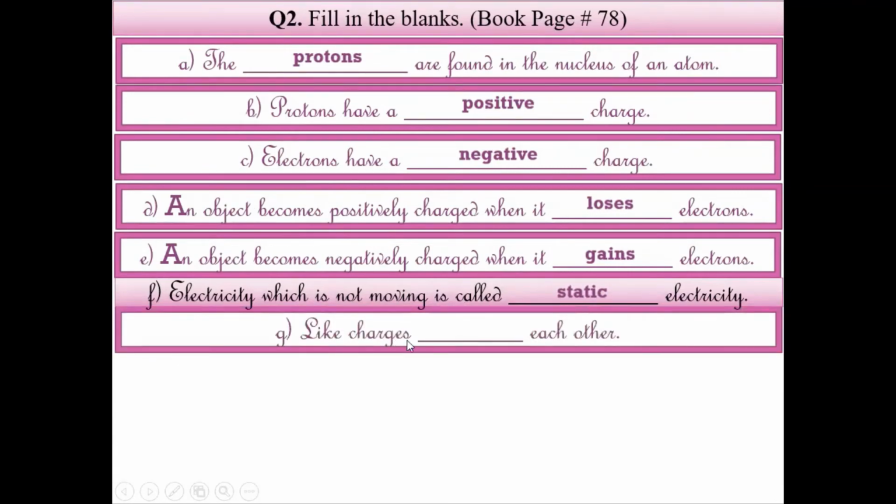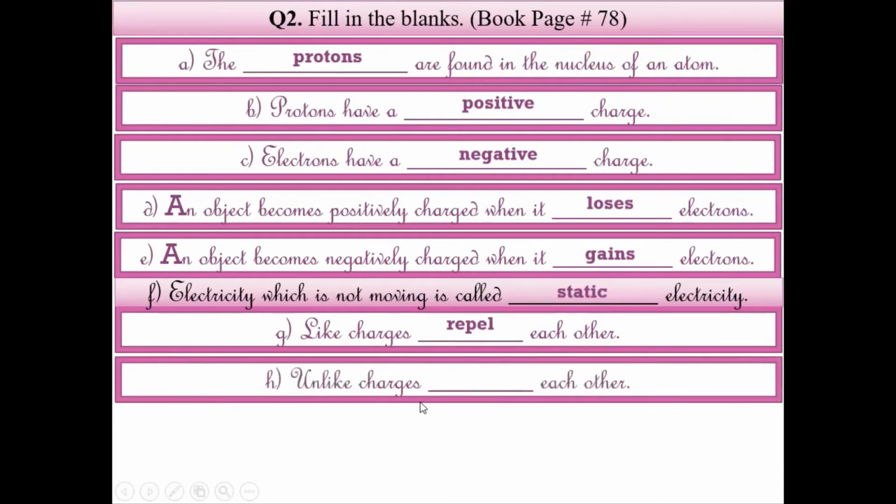Like charges repel each other, moving away from each other. Same poles, like poles repel each other. That goes for the charges like positive and negative: when we have two positive or two negative, they will move away from each other. Unlike charges attract each other, means plus minus, minus plus.